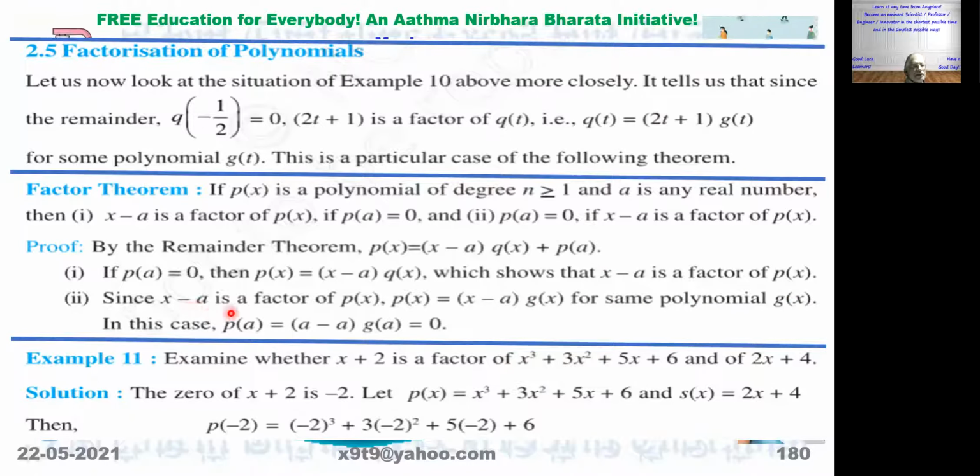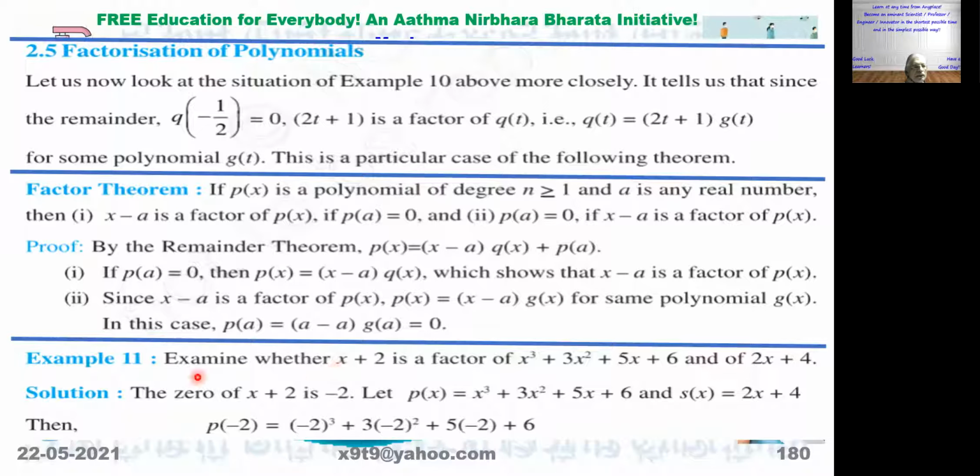Since x minus a is a factor of P(x), P(x) is equal to (x minus a) into G(x) for the same polynomial G(x). In this case, P(a) is equal to (a minus a) into G(a), which will be 0.